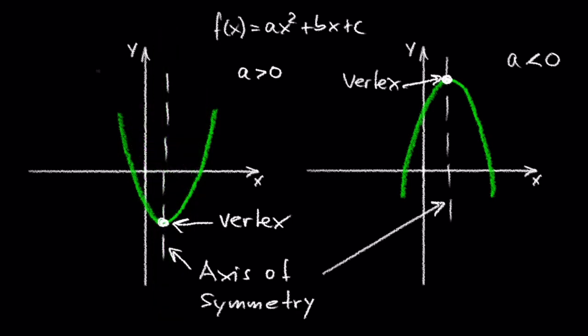If a parabola opens up, the vertex represents the lowest point on the graph, or the minimum value of the quadratic function. If the parabola opens down, the vertex represents the highest point of the graph, or the maximum value of the quadratic function. In either case, the vertex is a turning point on the graph.